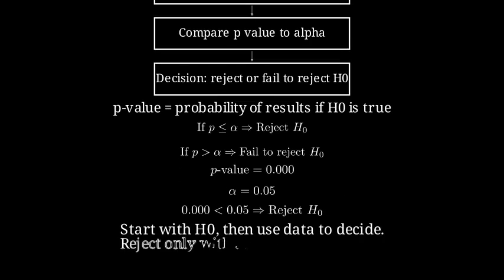So the null hypothesis is your starting assumption. You only reject it when the data make it very unlikely. If the data are not extreme enough, you fail to reject it. That is the core idea.